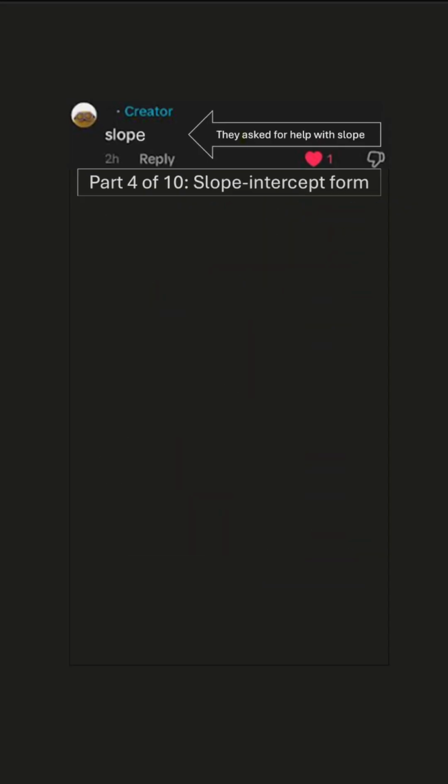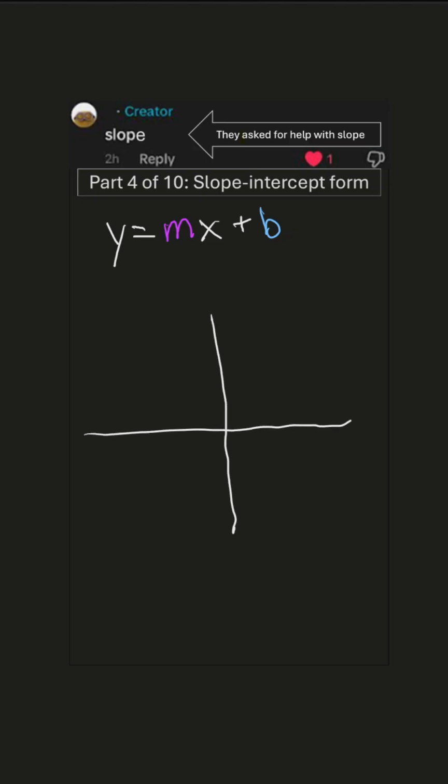One interesting way that we can use a slope is to look at the slope-intercept form of a line, and that looks like this. y equals mx plus b, remember m is our slope. And b here is the y-intercept. Now remember, the y-axis is this guy, also known as the rise, and the x-axis is the run.